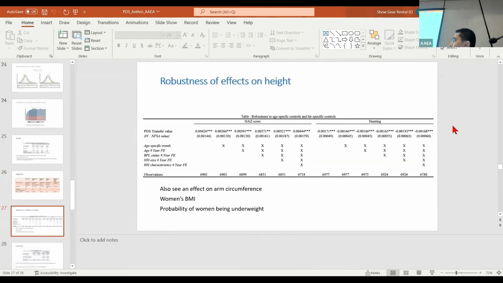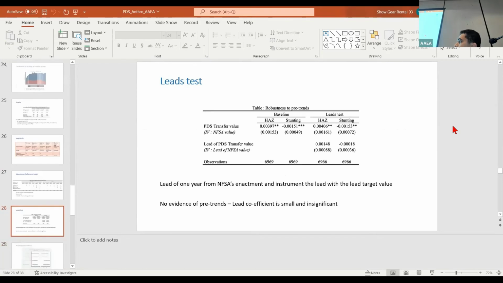And the magnitude is very comparable to all the previous studies that have looked at transfers. We also tried a bunch of robustness tests controlling for age-specific and household-specific factors. For instance, we control for BPL status and ration card status by time fixed effect. We also control for household size by time fixed effect, because household size and BPL and ration card status are all correlated with, I mean, these are the households who experience the expansion more. So you would be concerned that something else might be happening with these households, but it doesn't seem to be affecting our results.